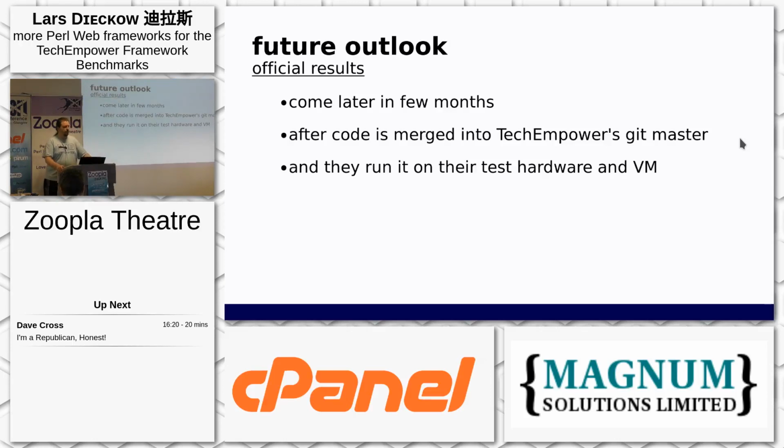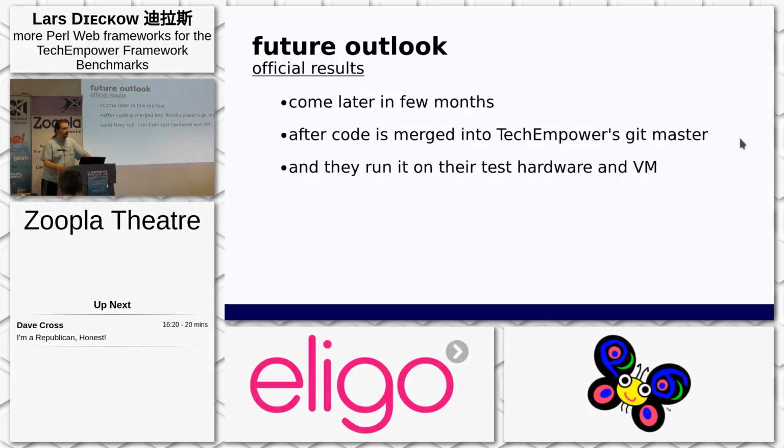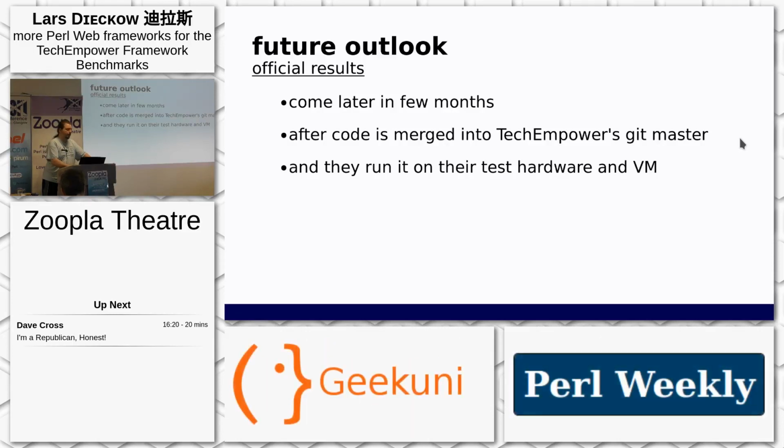Okay, future outlook. The official results, as I said before, come every couple of months. A new run is done, and the results are calculated. The code I have produced still needs to be merged into the main organization's Git master, and then they will be able to run it on their test hardware and test VM for proper comparison, because the results I was showing on the spreadsheet are from my hardware, so it can't be directly compared to the existing numbers.